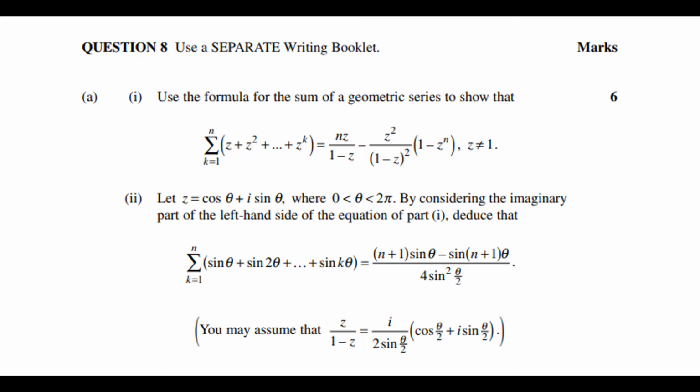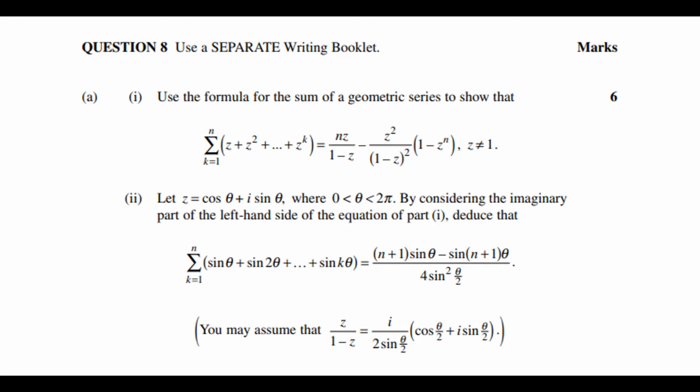the sum from k equals 1 to n of sine theta plus sine 2 theta all the way up to sine k theta, show that that's going to be equal to (n plus 1) sine theta minus sine (n plus 1) theta, all divided by 4 sine squared theta on 2. And we're told that we can assume that z on 1 minus z equals i on 2 sine theta on 2 times bracket cos theta on 2 plus i sine theta on 2.